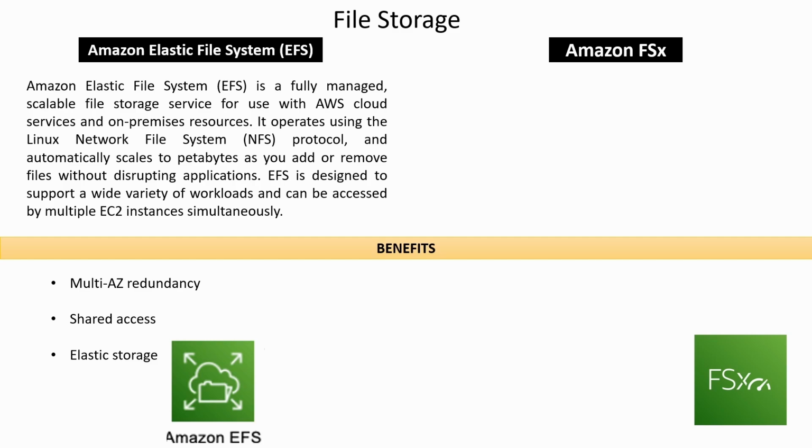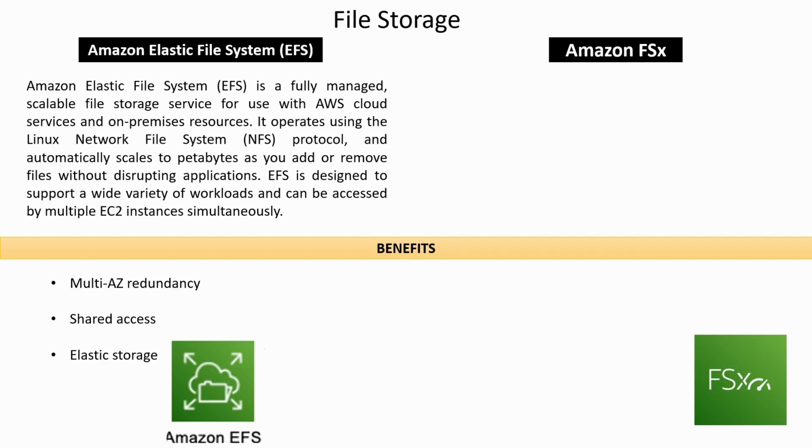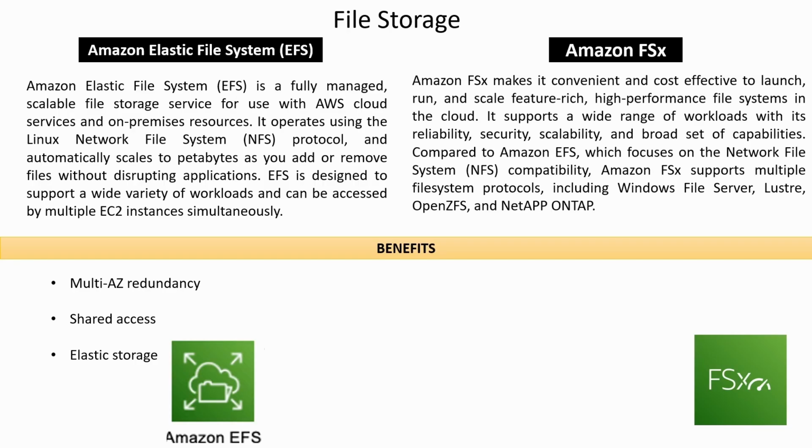Now next up is Amazon FSx. This is for the specialty stuff. Need a Windows-specific file server? Use FSx. Doing heavy-duty machine learning? Use FSx for Lustre. Amazon FSx makes it convenient and cost effective to launch, run, and scale feature-rich, high-performance file systems in the cloud. It supports a wide range of workloads with its reliability, security, scalability, and broad set of capabilities.